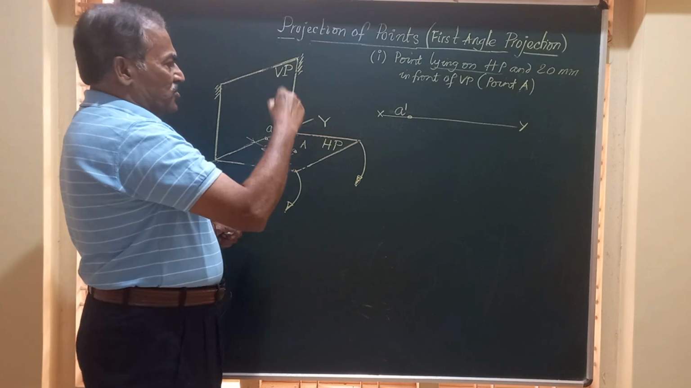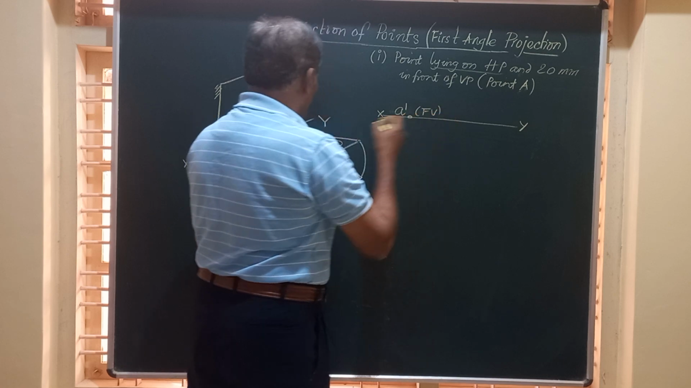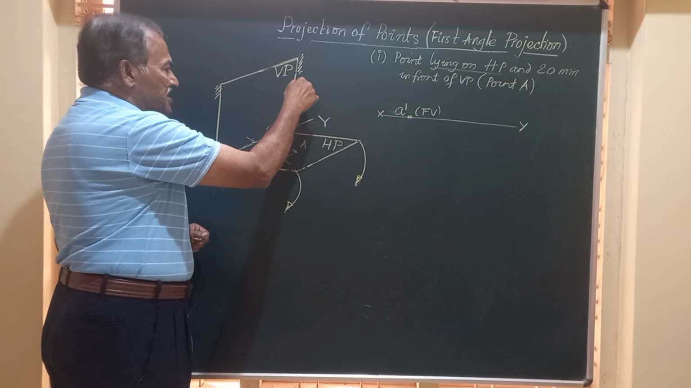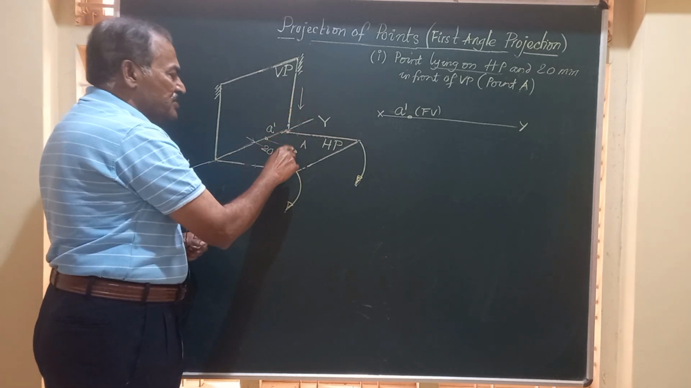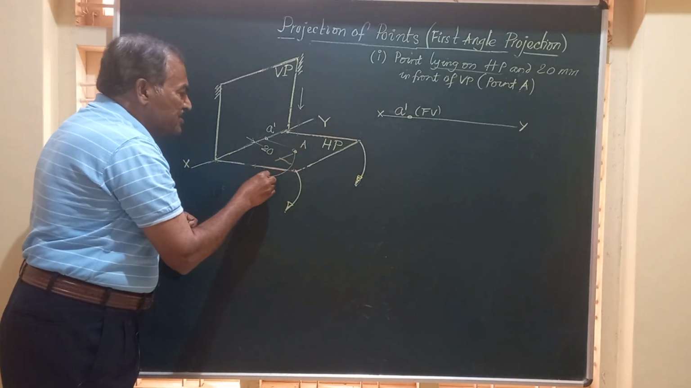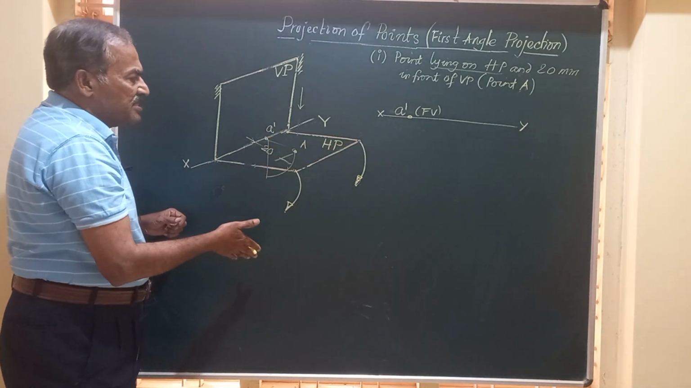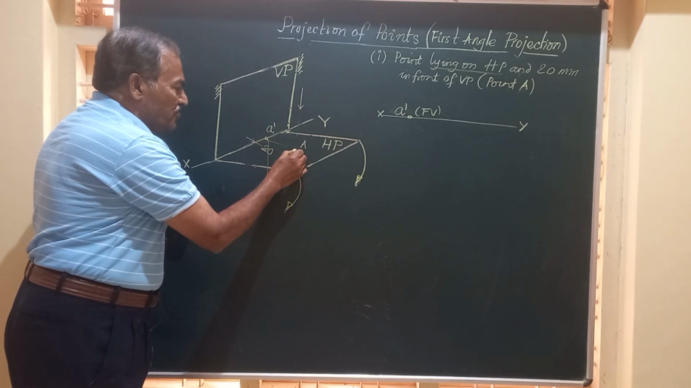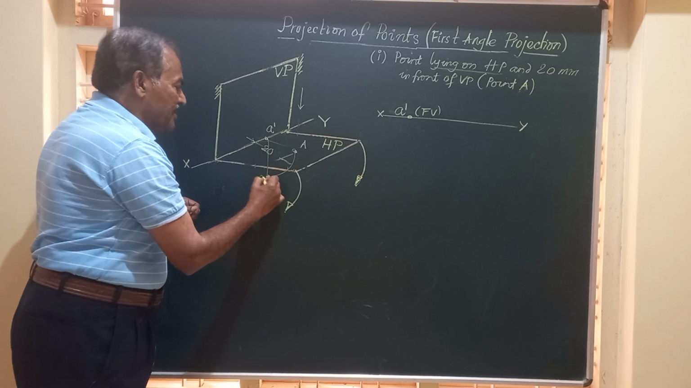And how to get the top view? This is the front view, FV. To get the top view, one should see from the top. When he sees from the top, the shadow of that point A coincides with the location of A. Then we are going to rotate it in the clockwise direction. So when you rotate this plane in the clockwise direction through 90 degrees, the location of point A, the top view, moves to this location.